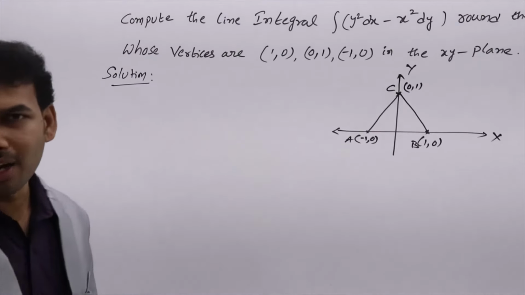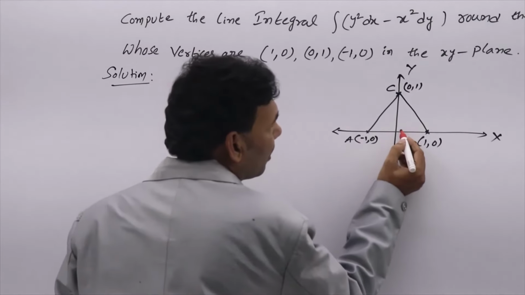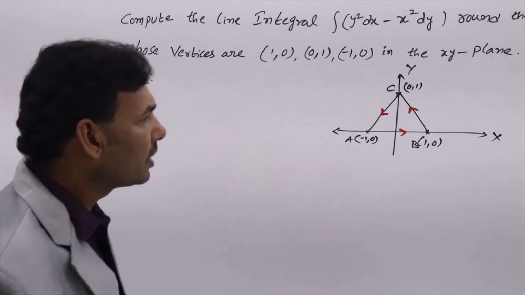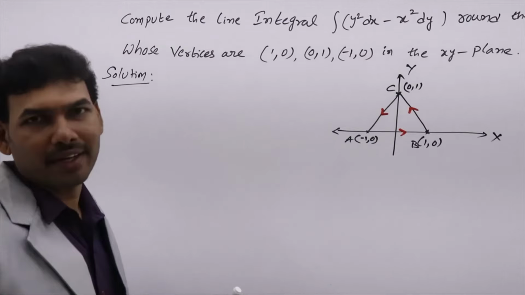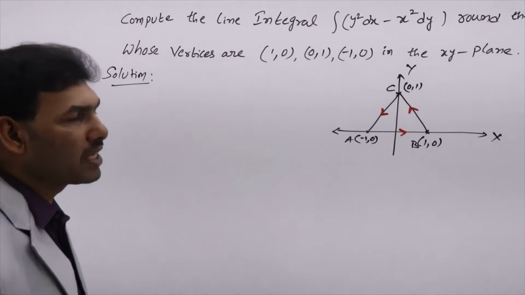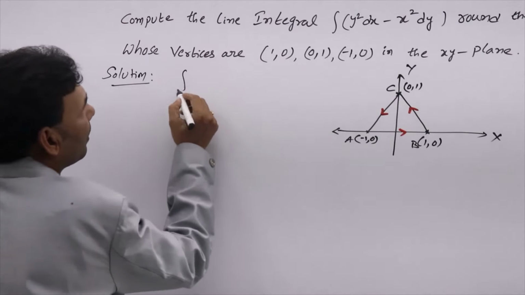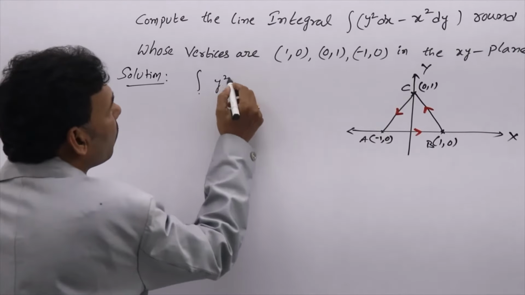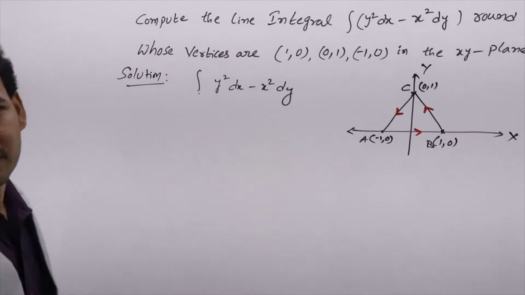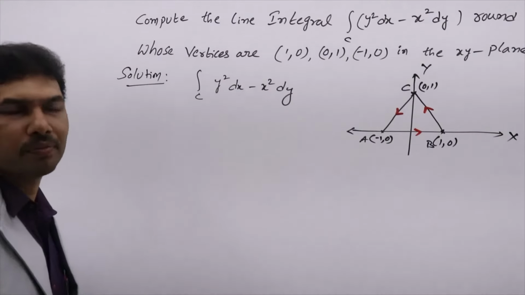So along AB, along BC, along CA, we need to evaluate the line integral. In these 3 directions, we need to evaluate the line integral. To evaluate it along AB, BC, CA, first write the given integral: integral y square dx minus x square dy, over C, where C is this triangle.